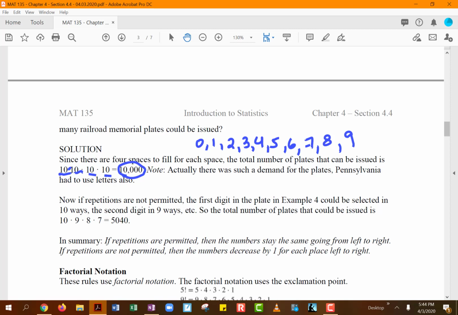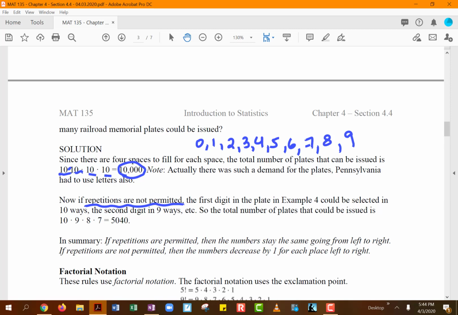Okay, now what happens, let's say if they said, okay, no, we do not want repetitions. So if you've already used the number 1, then for the remaining 3 places, you cannot have 1 repeating, right? So you could not have like 1, 5, 7, 1 as your license plate.